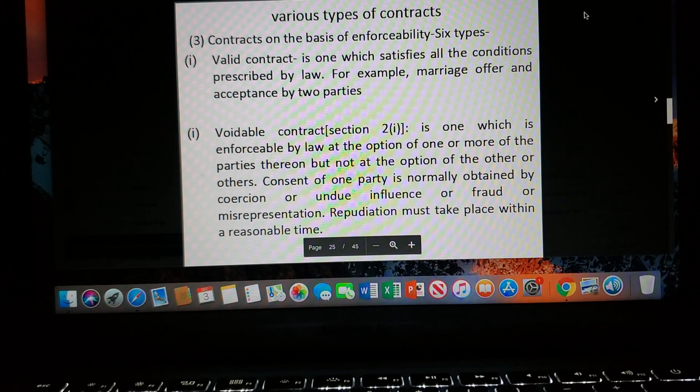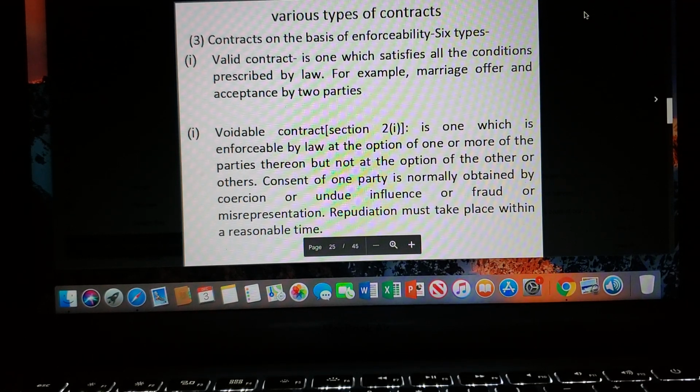Third type of contract is contracts on the basis of enforceability. Now there are 6 types of contracts on the basis of enforceability. 1. Valid contract. This is one which satisfies all the conditions prescribed by law. For example, marriage, offer and acceptance by 2 parties.